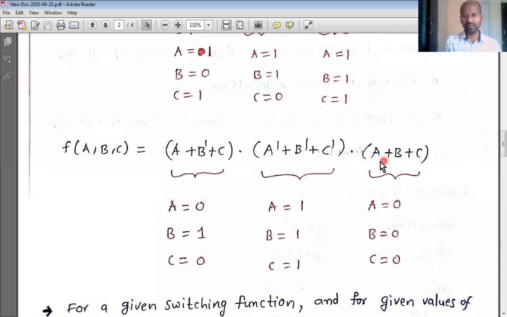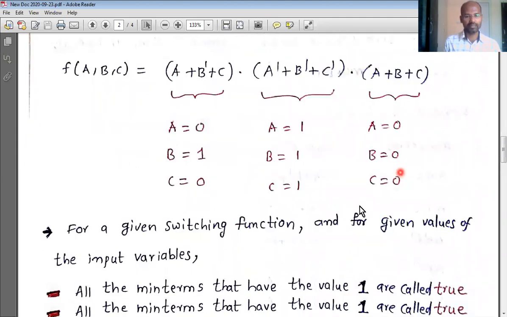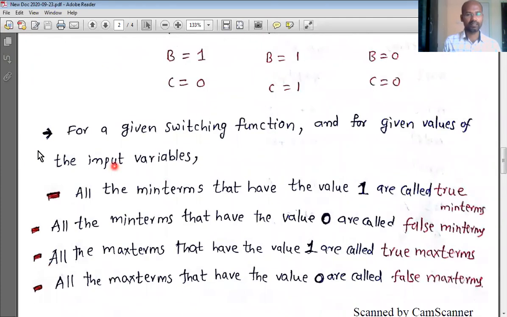Now in the same way, for a, b, c, all are in uncomplemented form. So for a0, b0, c0, for this particular input combination, this max term will get a value 0. Other than this combination, this literal becomes 1. For a given switching function and for given rules of the input variables.